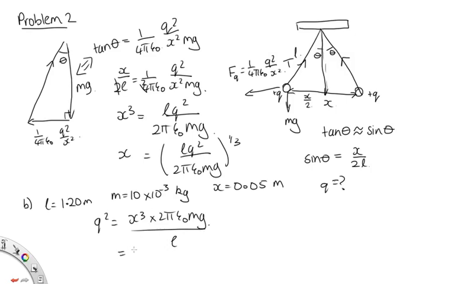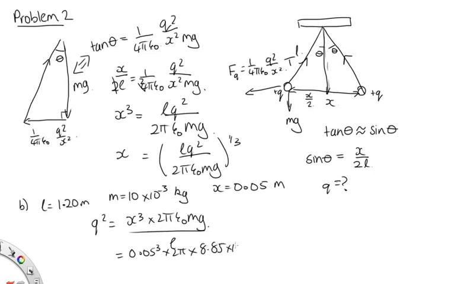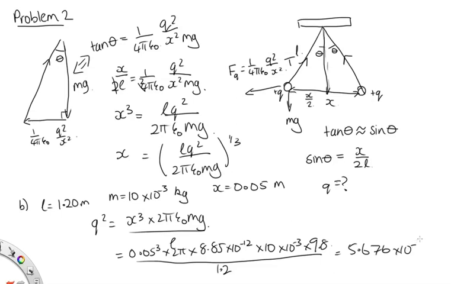All we need to do is substitute in, so 0.05 cubed times 2 pi times epsilon naught, which is 8.85 times 10 to the minus 12, and then times the m, 10 times 10 to the minus 3, and then times 9.8, and all over L, which is 1.2. Solving this on the calculator, we end up with 5.676 times 10 to the minus 16. This is Q squared, so taking the square root, Q is equal to 2.38, which to two significant figures is 2.4 times 10 to the minus 8 coulombs. So that's the answer to B.